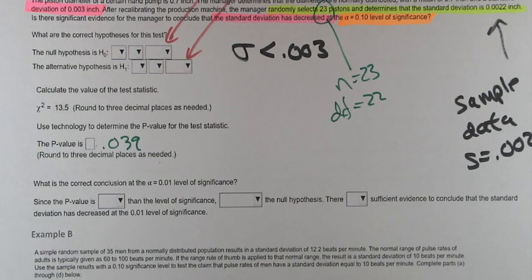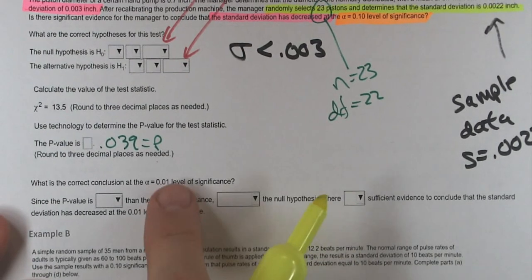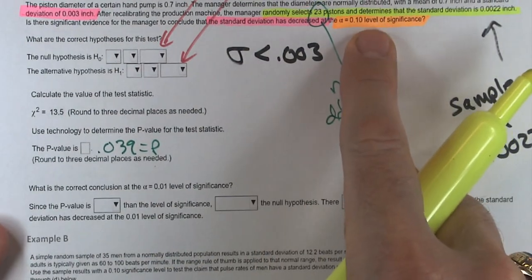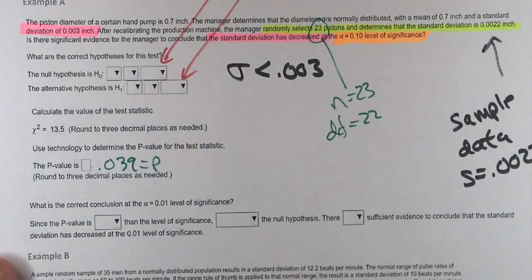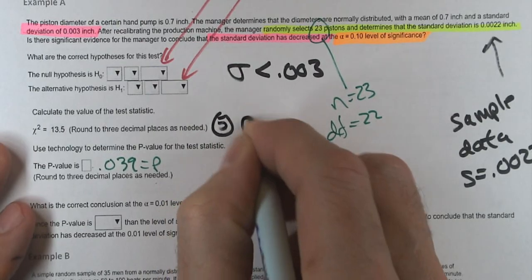What do you think we're going to conclude? There's our p-value, and alpha is 0.10. So what are we going to do? Are we going to reject H naught or fail to reject H naught? Since the p-value is less than alpha, we will reject it. Yeah, perfect. So step 5, p is less than alpha.